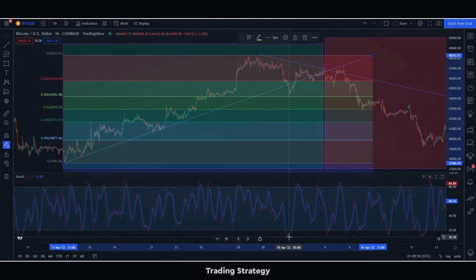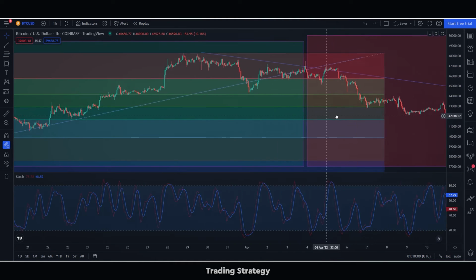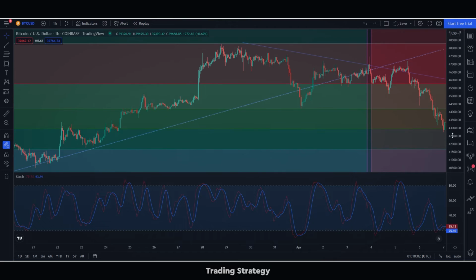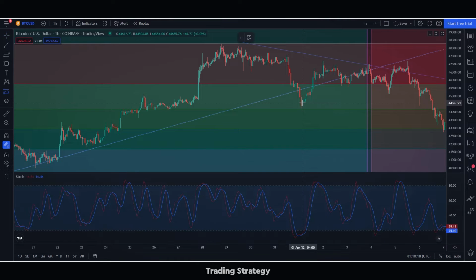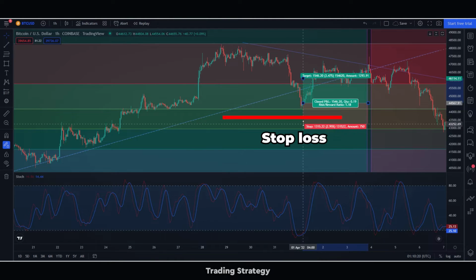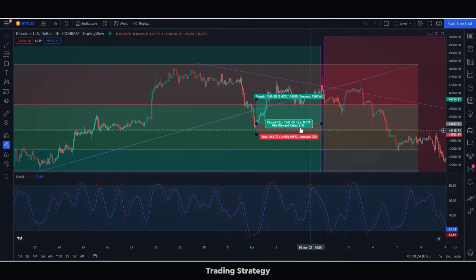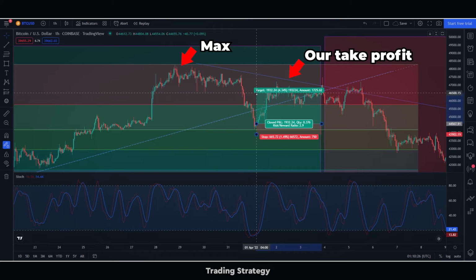Now, we will wait for the red line of the stochastic indicator to cross the blue line. When it crosses it, we will see that it also coincides with one of the Fibonacci levels. If so, then we will buy. We will put the stop loss below the last big low, and the take profit a little before the price recovers its maximum.